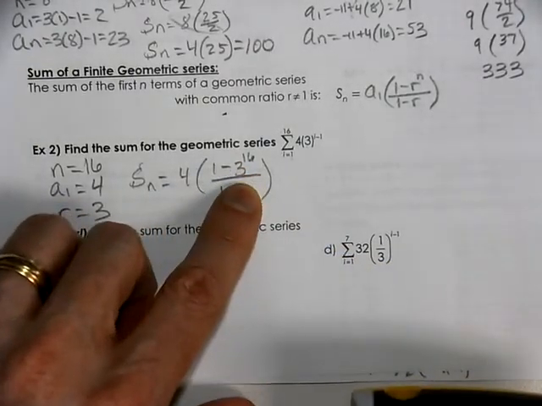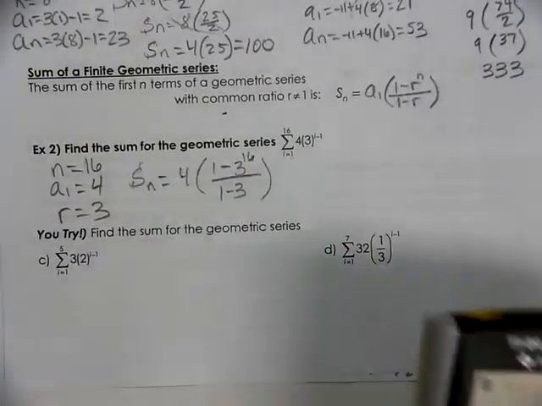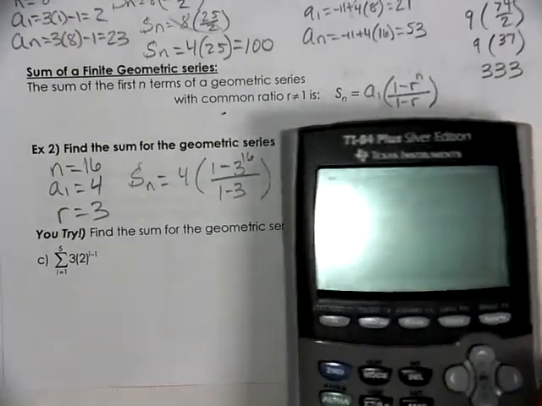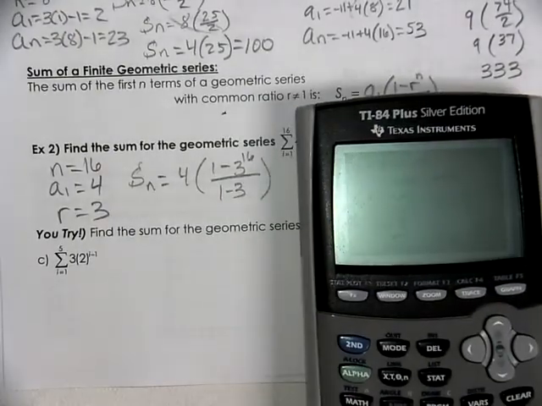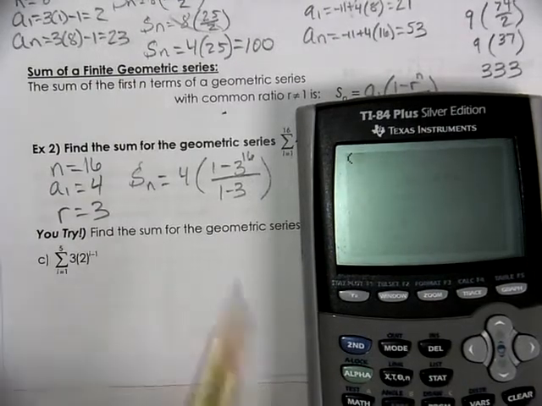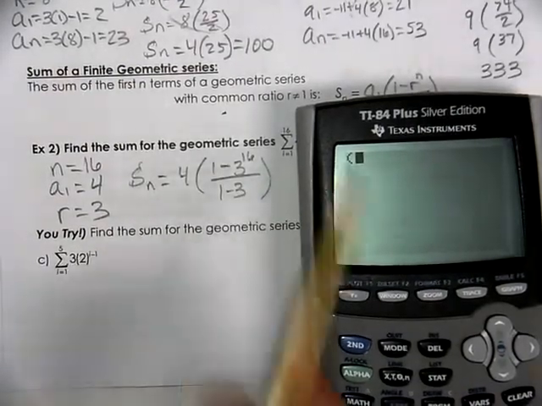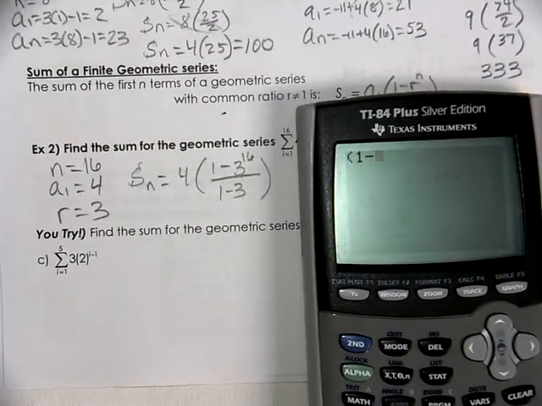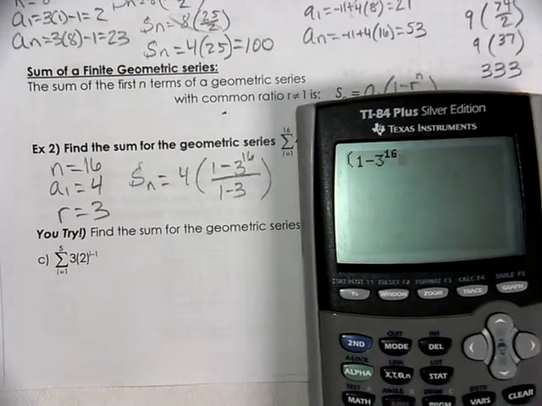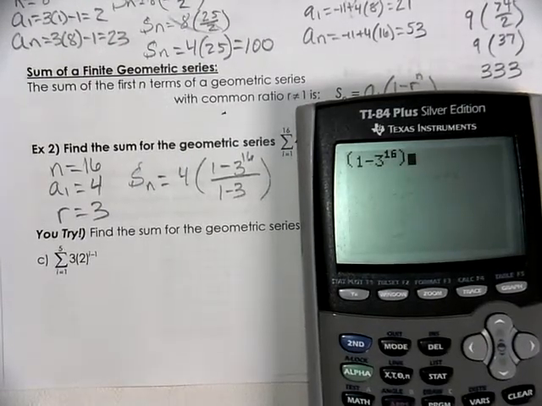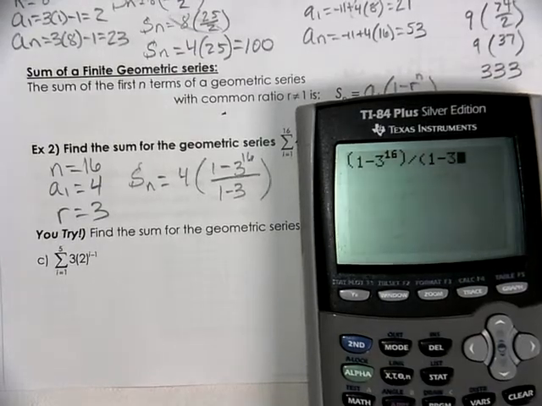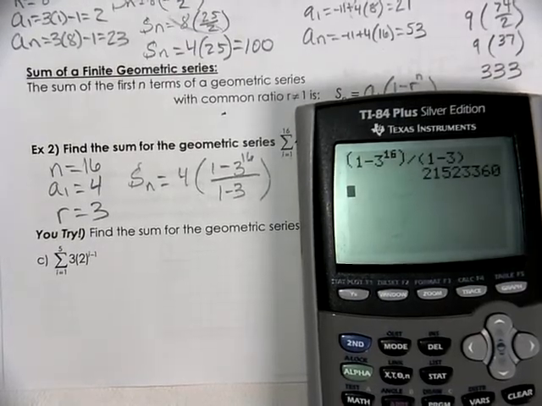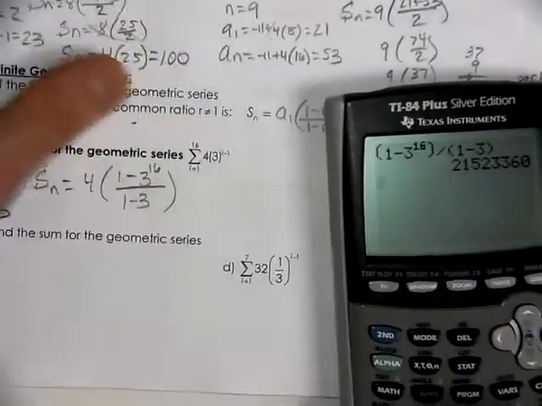Now, because we're working with some numbers that are probably larger than you would be able to do without a calculator, we might as well use a calculator. So we're going to use our numerator. We'll put parentheses, 1 minus 3 to the 16th power, and put parentheses around that, divided by 1 minus 3. And that gives us a beast of an answer.